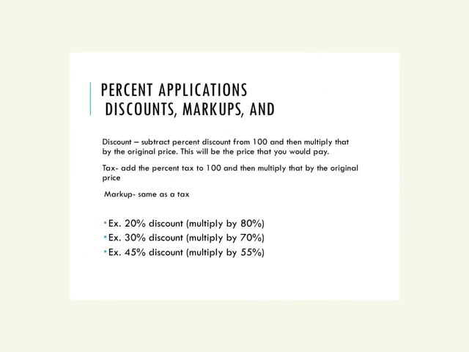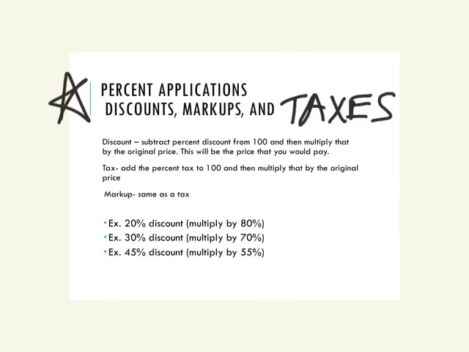All right, let's get into percents, discounts, and markups. This is the application part. Probably the most valuable part of this percent application because these are situations which we will all encounter in the real world. Discounts, markups, and I left the word out, taxes. Those are no fun. All right, let's jump right into a discount. To find a discount, subtract the percent from 100 and then multiply that by the original price. This will be the price that you pay.